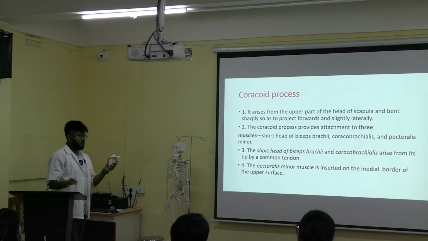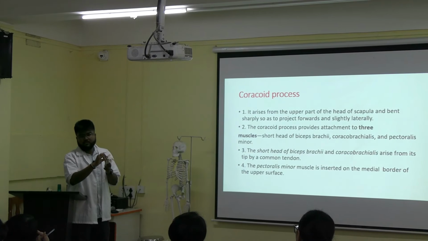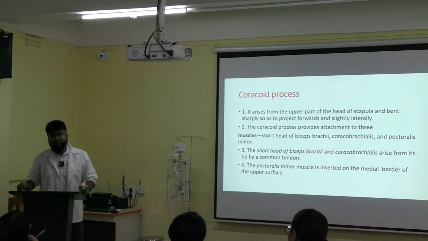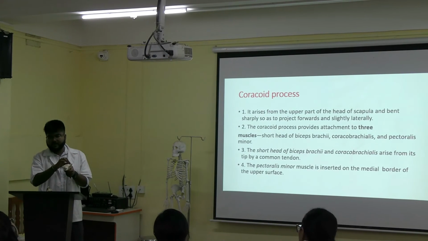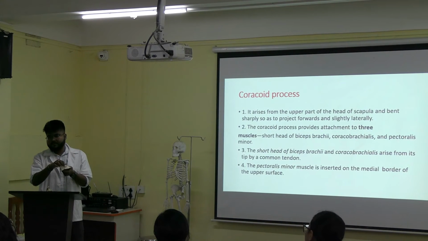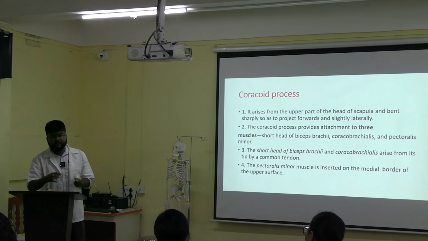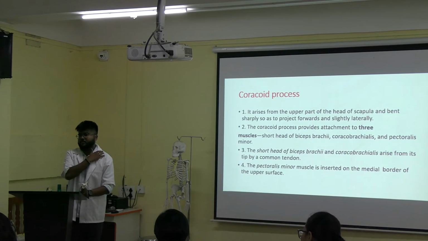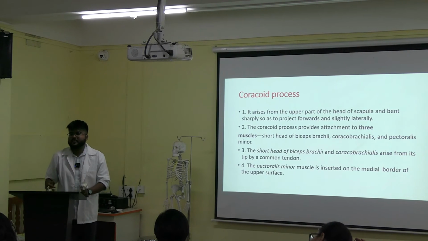Okay. First, see properly. This is called your spine of the scapula. Okay. In the spine of the scapula, mainly two muscles are attached. This is called your upper lip. This is called your lower lip. In the upper lip, the trapezius muscle is attached. This muscle is called your trapezius muscle, helping in shrugging of the shoulder.